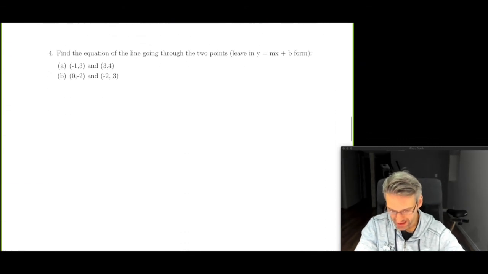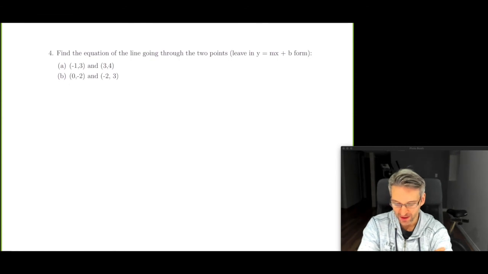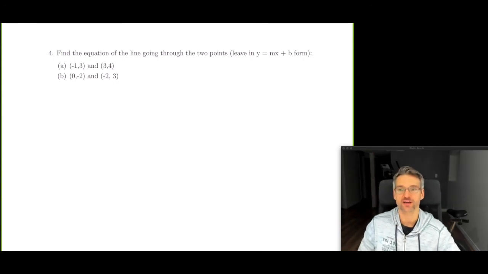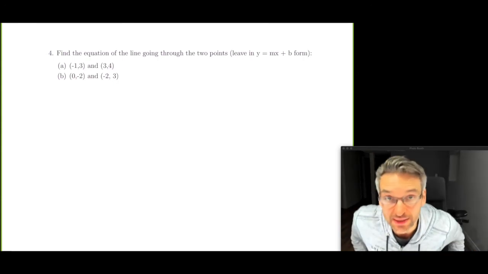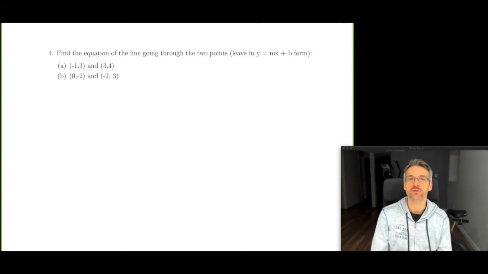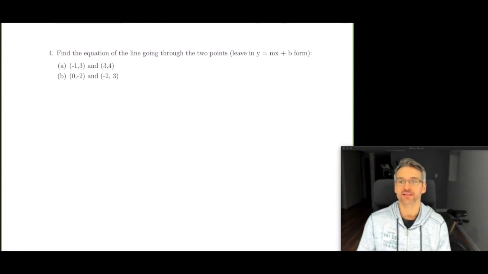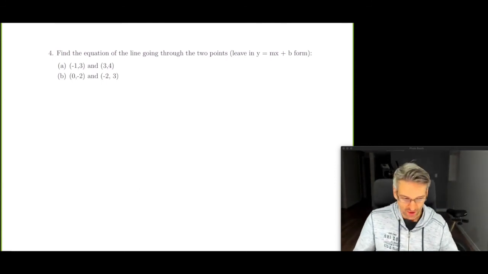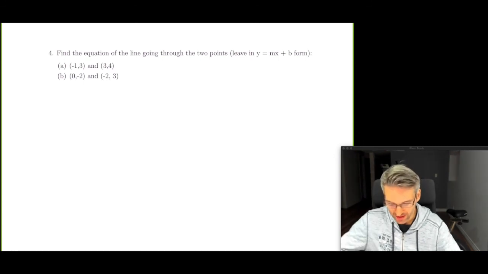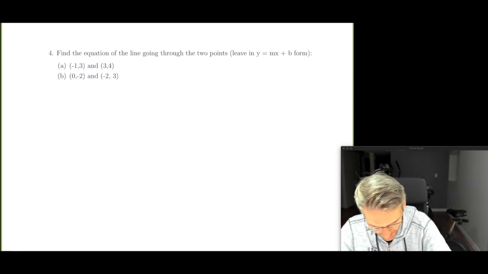Okay, so next example. Find the equation of the line going through the 2 points, and leave it in slope-intercept form. All right, so sounds good. So we have 2 points. So what do we do and how do we find our lines in these situations? So this is a great one, and sometimes it gives people headaches. Okay, so let's try them.